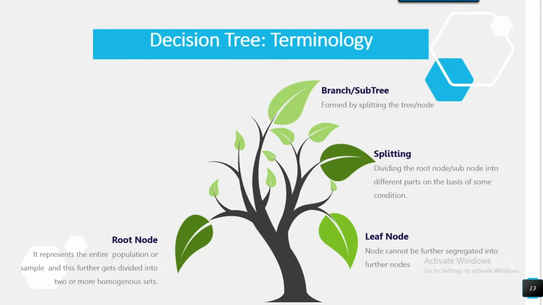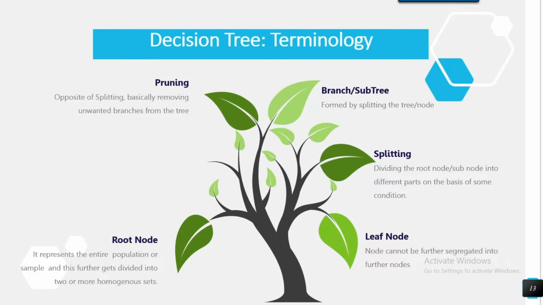There is another terminology, that is a branch or subtree. From each node, when you divide into two, and you keep splitting from that one, that is known as a branch or subtree, you can say. I can give you the example also, so that will be much more clear to you. These are just terminology.